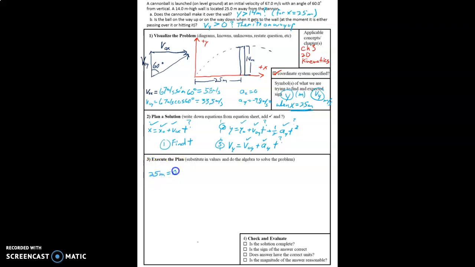25 meters equals 0 plus 58 meters per second times t. Okay, and we're sticking with keeping horizontal stuff over on the left, vertical over on the right. So time is 0.431 seconds. And then that's all we need. That's all the space we need to analyze the horizontal direction. Now for the vertical direction, we can say y equals 0 plus 33.5 meters per second times 0.431 seconds.